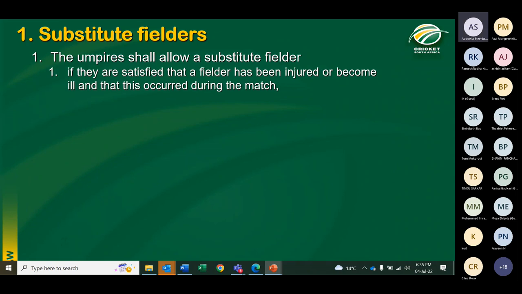So when do they allow a substitute fielder? If the umpires are happy that a fielder has become injured or ill, and that this injury or illness occurred during the game. So if a player becomes injured or ill during the match, the umpire shall allow a substitute fielder. Captains have no say. It is for the umpires to allow it.